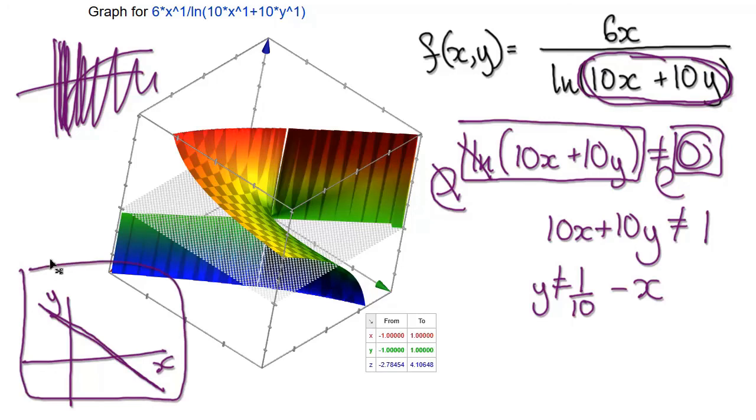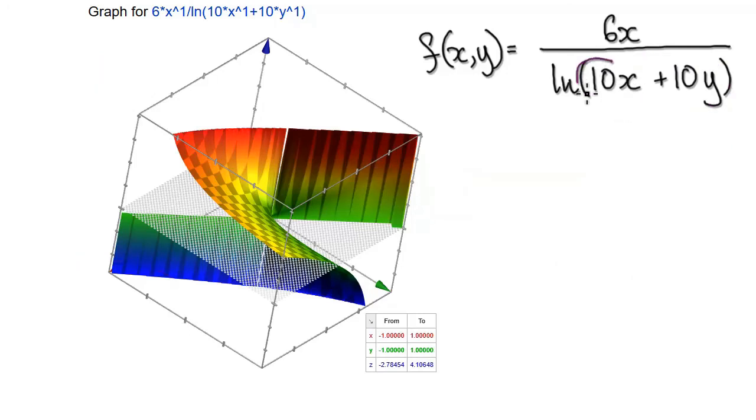So let's start again. The next demand that we need to make is that this thing needs to be strictly greater than 0, because that's the domain for the natural log. So the next demand is this, plus 10y. We need to make the demand that this thing has to be strictly greater than 0. So what does this mean? Well, rearrange it to make y the subject.